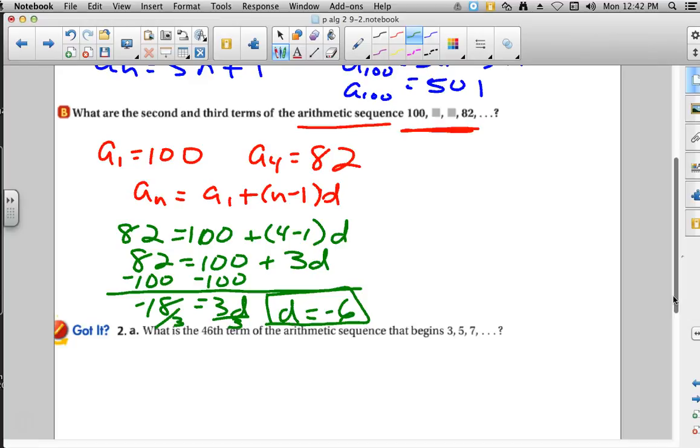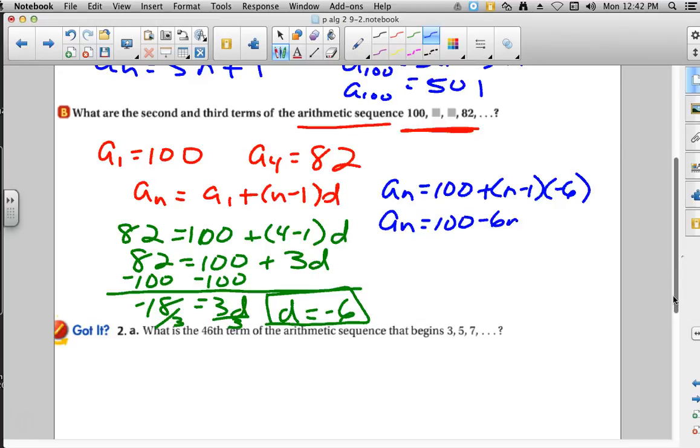Now, we can go ahead and write the rule. We know what D is, and we know what A sub 1 is. So A sub n equals 100 plus n minus 1 times negative 6. We'll distribute from the right and combine like terms. And now we can find whatever they ask us to find.